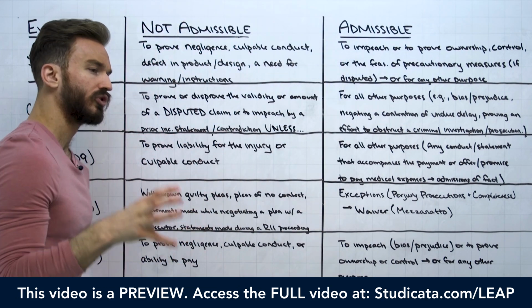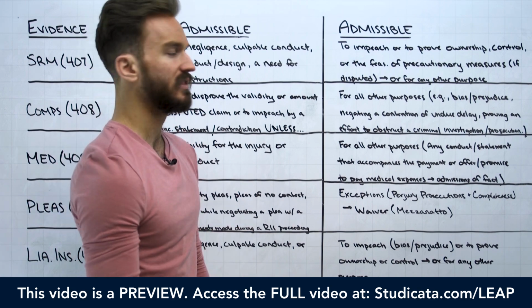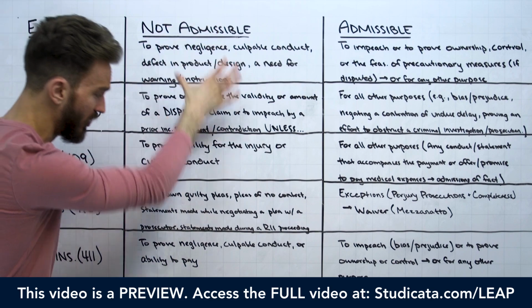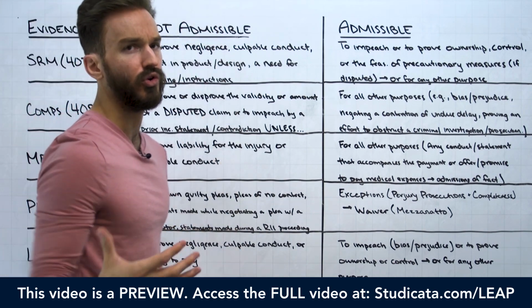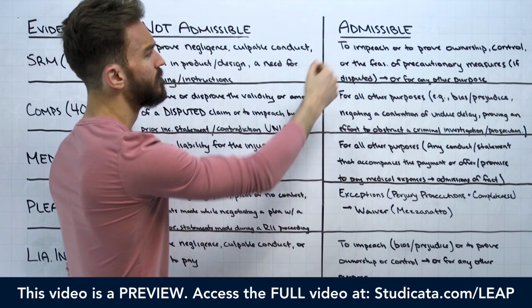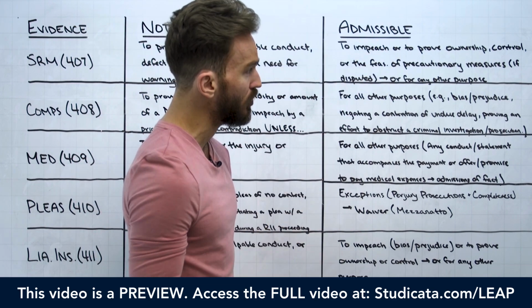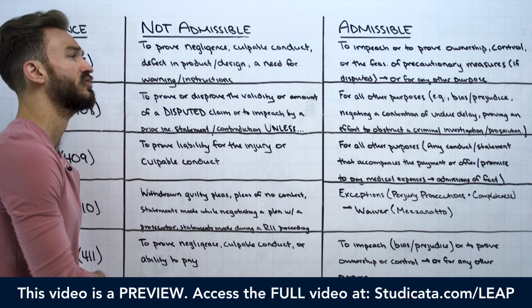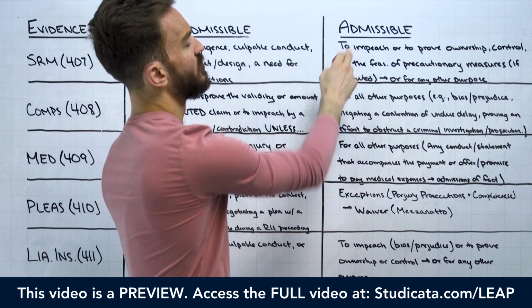So the rules really lay out a lot of examples, but the main idea is if it's for any other purpose than to prove what's all in these columns, generally the rule is that it's admissible. So the big one here is going to be impeachment, and to prove ownership, control, or the feasibility of precautionary measures if disputed. So we can start with impeachment, right?